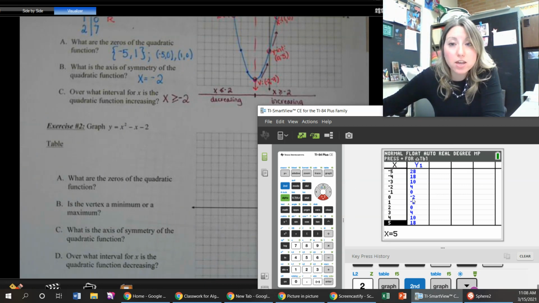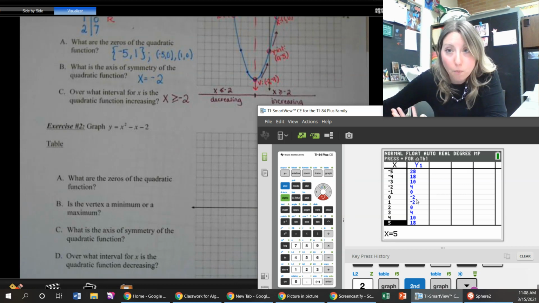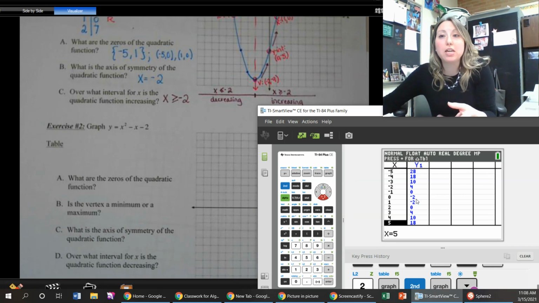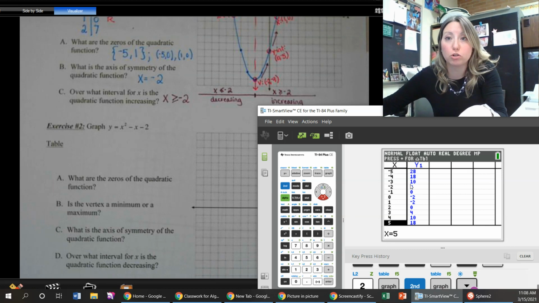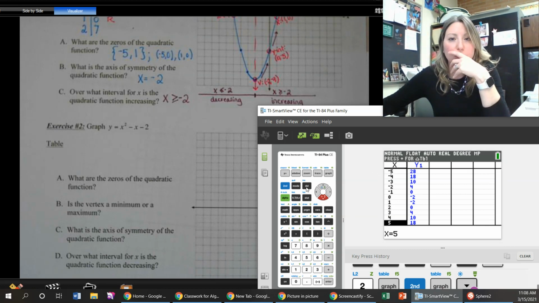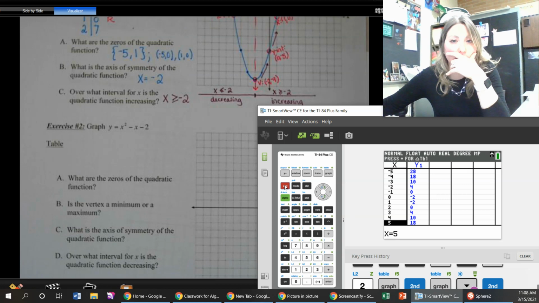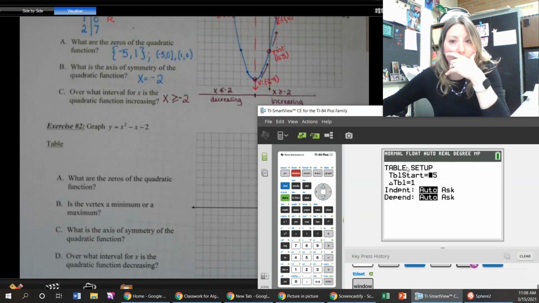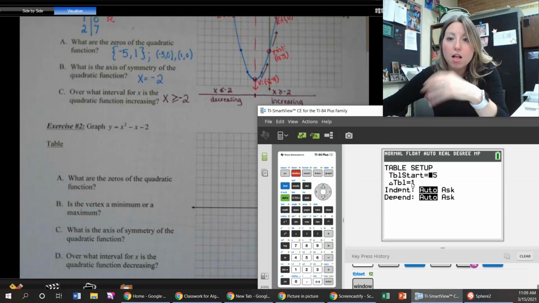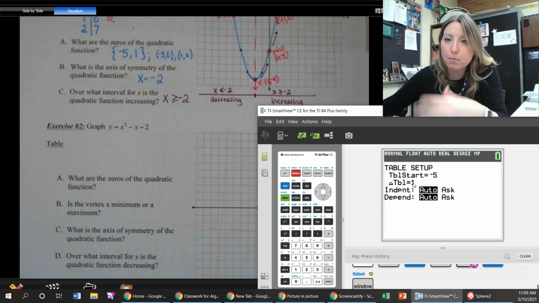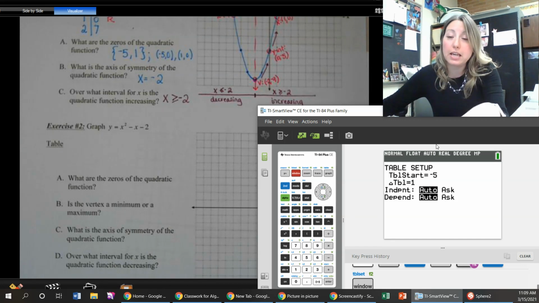So there is a point here that is halfway between 0 and 1, aka 0.5, 1/2. So the way that we can get that point, we learned this back in chapter 3, but I'll do this again, is we go up to second and window. This is the table setup. So this is where our table starts at the point -5. And this is the next one, delta table. This is what my table is going by. And right now my table is going by integers. It's going by ones. But I want to see half points.